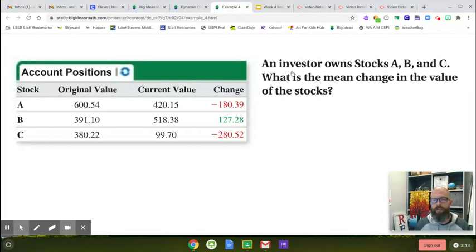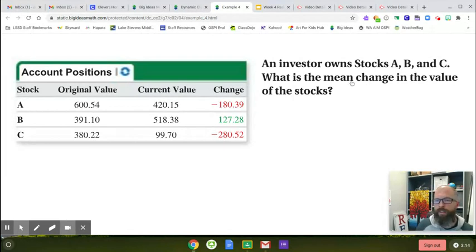So this is an investor owns stocks A, B, and C. So we have stocks A, B, C. Notice the original values, current value. This one went down, so the change is negative. Original value, current value. This one went up. And original value, current value, this one went way down. That's not good. This investor is not doing so hot.